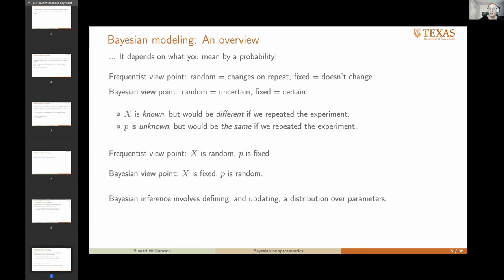And that basically is what leads to Bayesian inference, this idea that we have uncertain parameters or uncertain components of our models, and that because we use probabilities to express uncertainty, we can put a distribution over those, and we can update that distribution as we see more evidence to support different values.